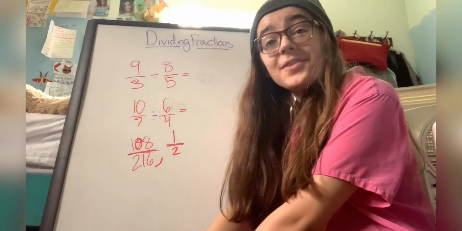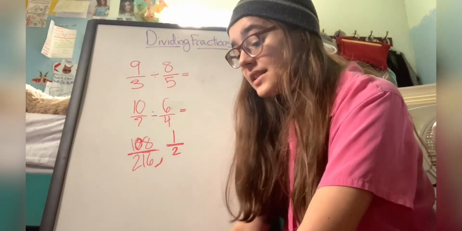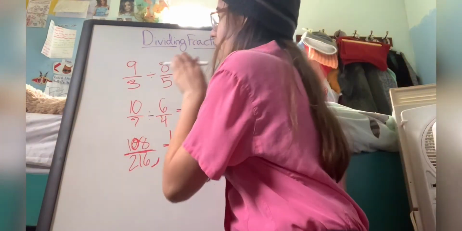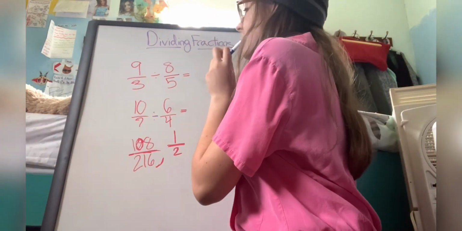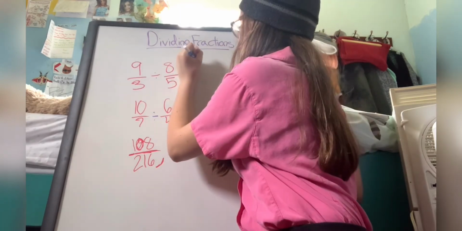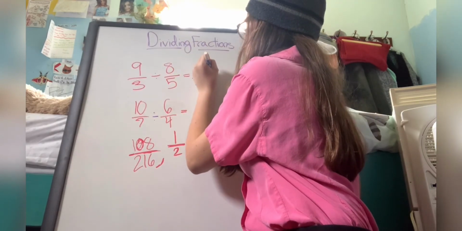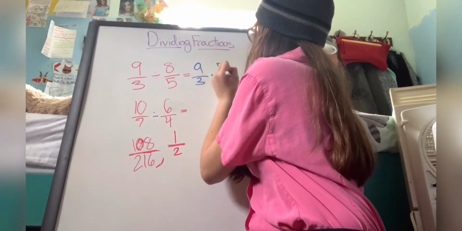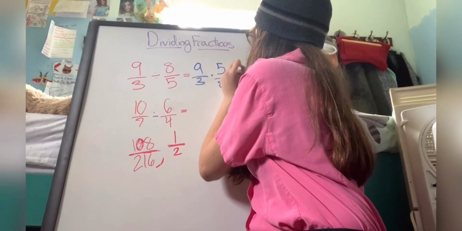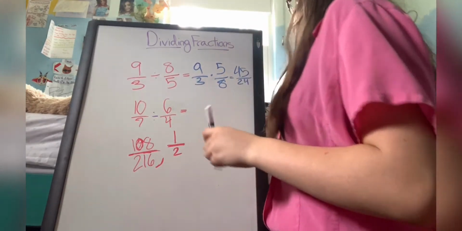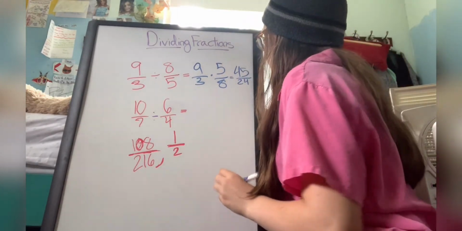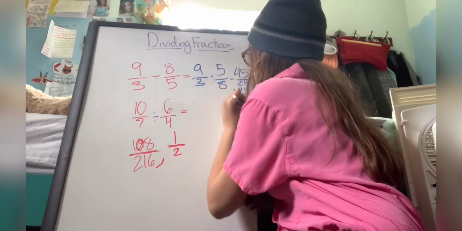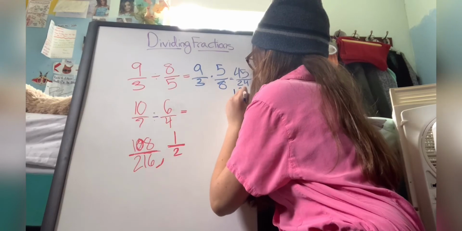Good luck! Hopefully you did the problems, and now it's time for us to do them together. 9/3 divided by 8/5 would be 9/3 times 5/8, which is 45/24. That is 1 and 21/24, which also can be 1 and 7/8.